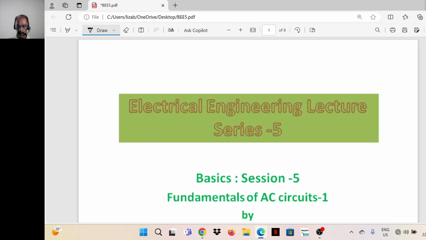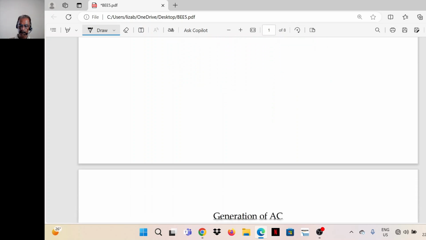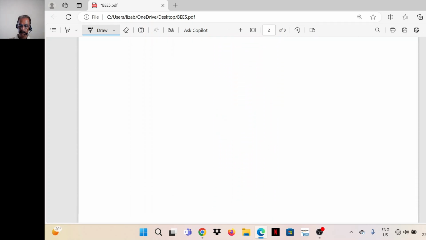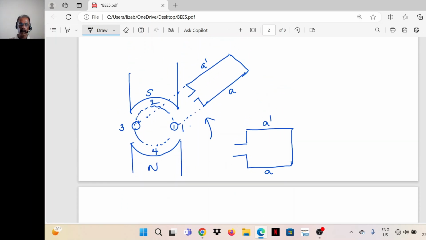So today's session is Fundamentals of AC Circuits Part 1. Now let's take the example which I have already discussed once. That is a single turn coil rotating in a magnetic field.